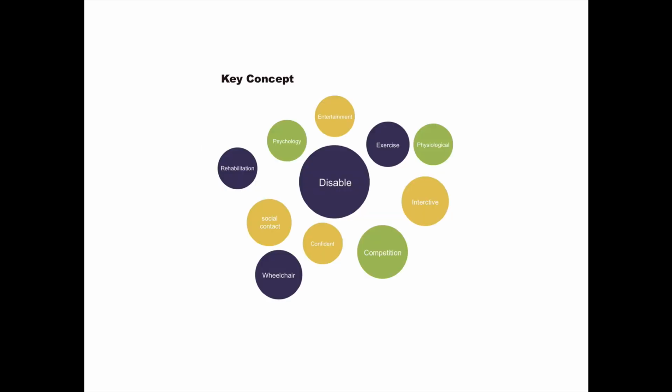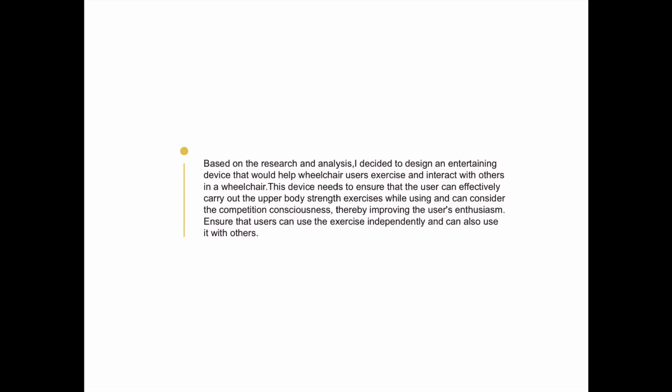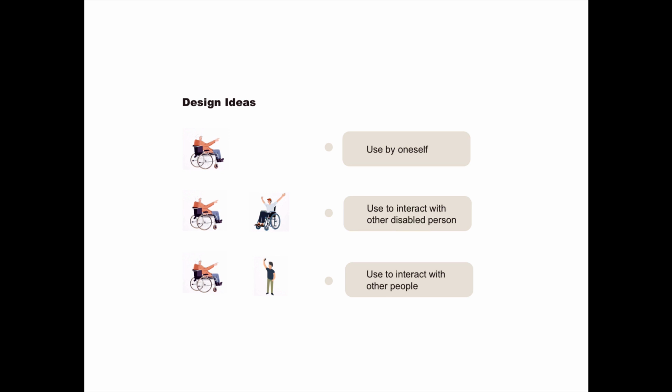I map out some key concepts of disabled people. Based on my research, I want my product to focus on 2 parts. First is to make the exercise more efficient and accessible for the users. Second, the users could socialize with others and do exercise together. So through my research, I summarized the 3 most effective fitness moves for wheelchair users. The design idea is that the product can be used by oneself and to interact with other disabled people and to interact with other normal people.